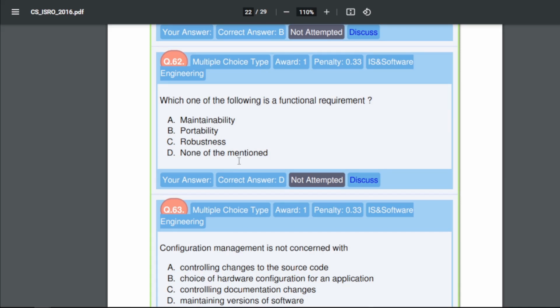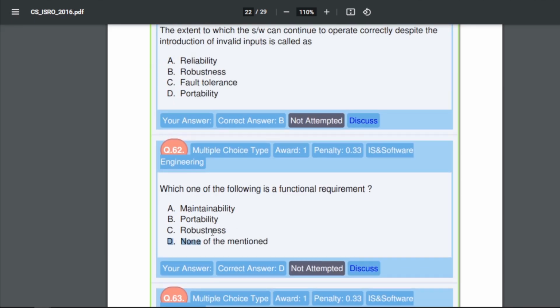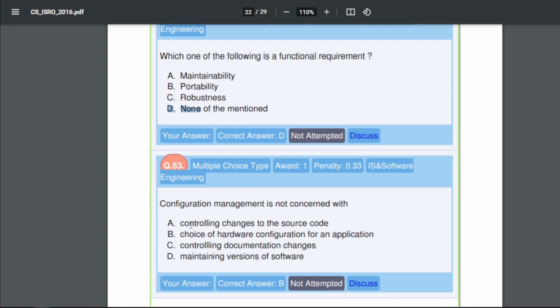Question number 62 is, which one of the following is a functional requirement? Again, maintainability is not a functional requirement, portability is not, and robustness is also not a functional requirement. So for this our answer will be D, none of the above.